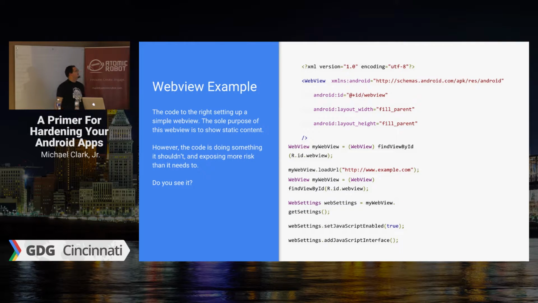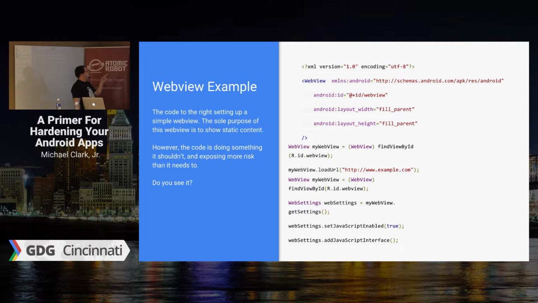So I'll give you an example of something that is given to us by the platform. Our lovely example is WebView. So the code to the right is setting up a simple WebView. The sole purpose of this WebView is just to show static HTML content. So we see XML version, WebView, give it an ID, give it a width, give it a height. And then later on in code, we're inflating all that good stuff. And we load a URL, example.com.